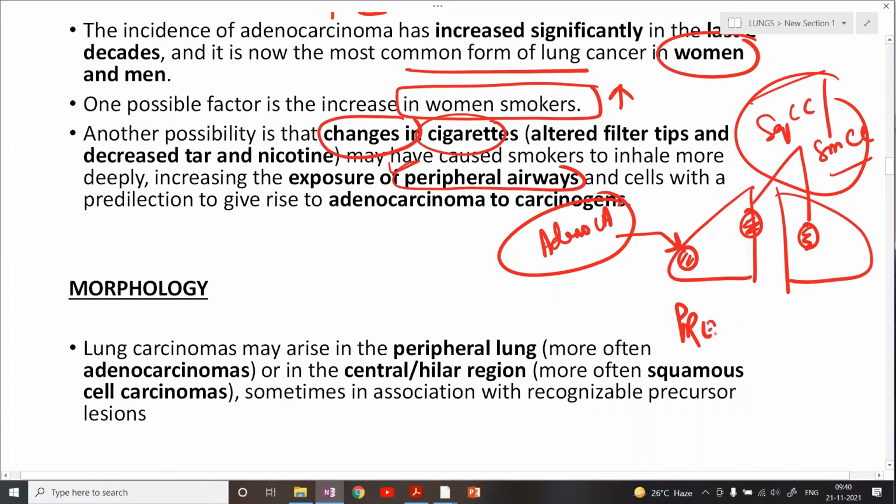I am using the term predominantly. What do you mean by predominantly? When I am using the term predominantly, what do you understand by it? Yes, most frequently. So it means that adenocarcinomas for a major part will occur in the lung periphery. But one very important part is that it might also occur in the center, but predominantly it occurs in the periphery. This is what I want to tell you. So lung carcinomas might either be in the peripheral part, most often the adenocarcinomas, or in the central or hilar region, most often the squamous cell and small cell carcinomas.